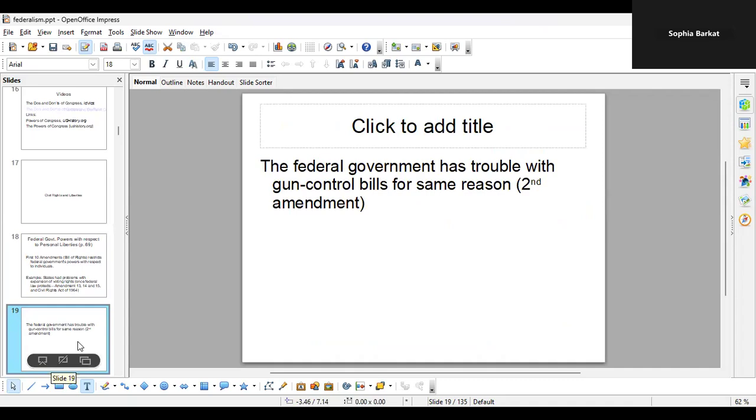So the federal government has trouble with gun control bills for the same reason. Congress cannot really do much to amend the Second Amendment, right? The Second Amendment is the one that gives you the right to bear arms. And people have proposed many, many bills, probably hundreds, maybe thousands, trying to amend these kinds of things where something is already a Bill of Rights protection. And it's very difficult to do.